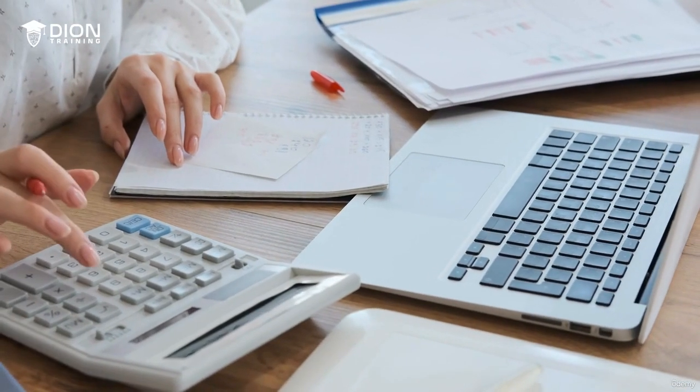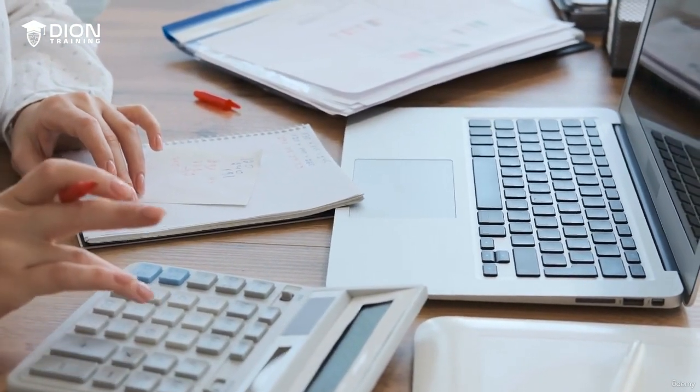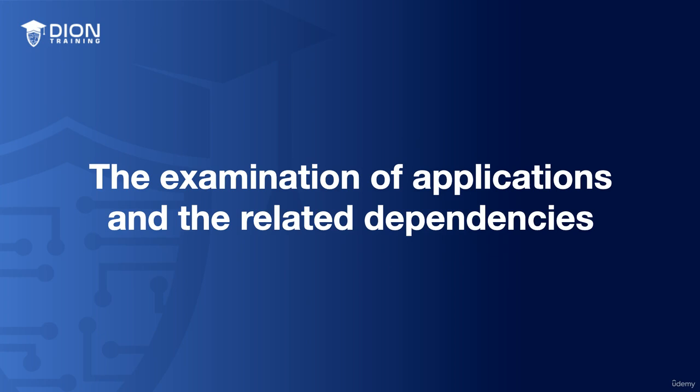Let's pretend you're working for a financial services company that wants to move their online trading platform into the cloud. The financial services company needs to first consider how the organization is currently running their applications on-premise that they want to be able to migrate into a cloud-based environment. During that organization's assessment, they're going to consider how orchestration tools, such as Kubernetes and Terraform, could be utilized to manage and automate the deployment and scaling of their applications in the cloud environment. This would then help them to improve their overall efficiency and reduce the time and resources required to manage that infrastructure.